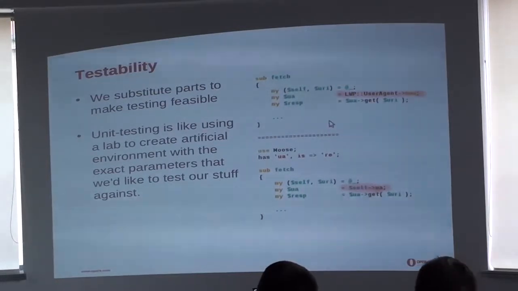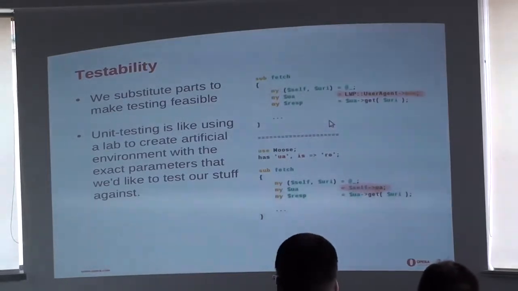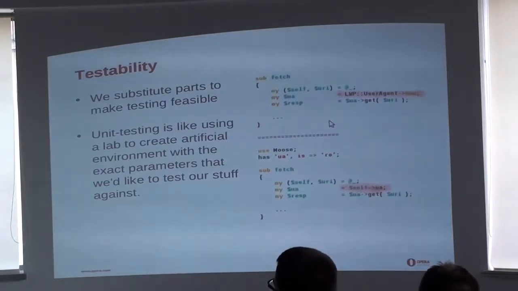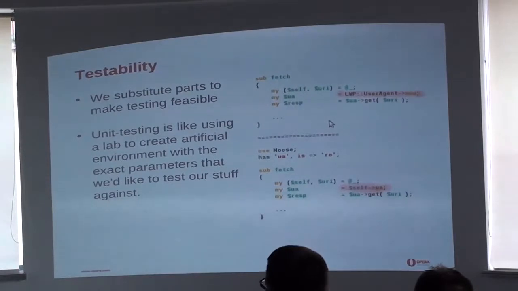And then, if you use dependency injection, then you pass just a stub user agent that always returns 404 or some other connection error. And then you can easily test how your code works when you get some connection error.